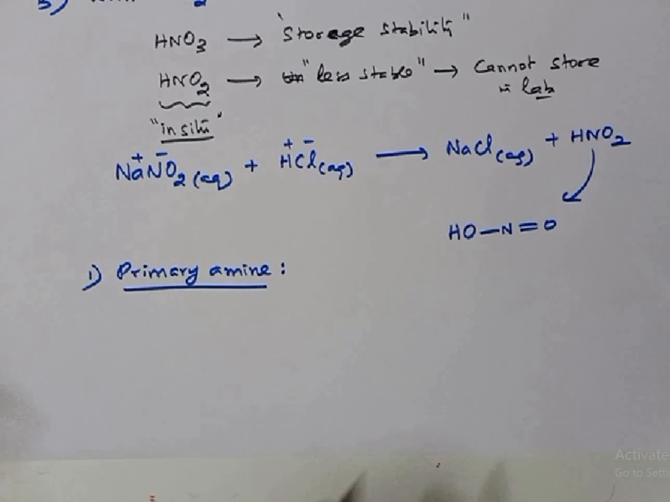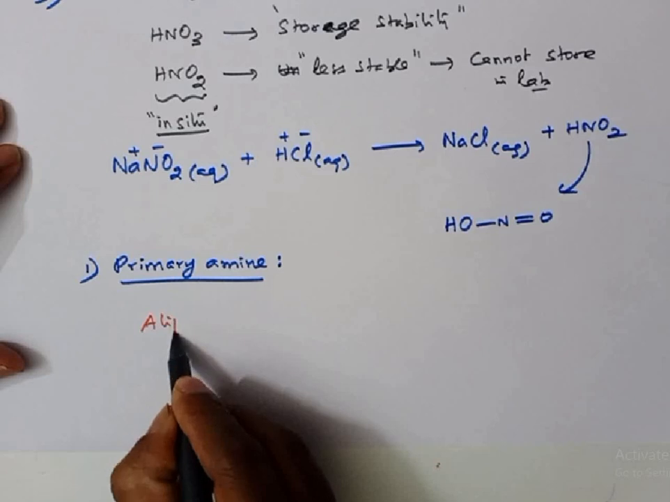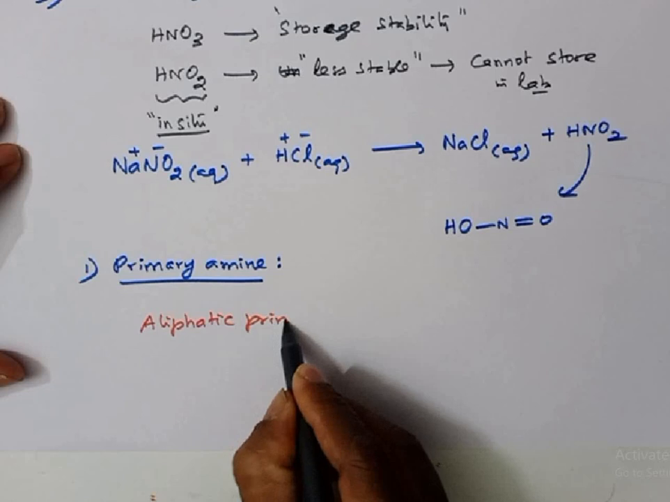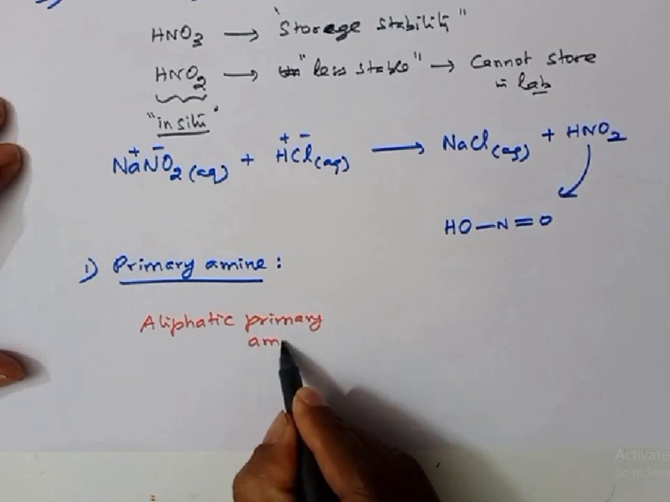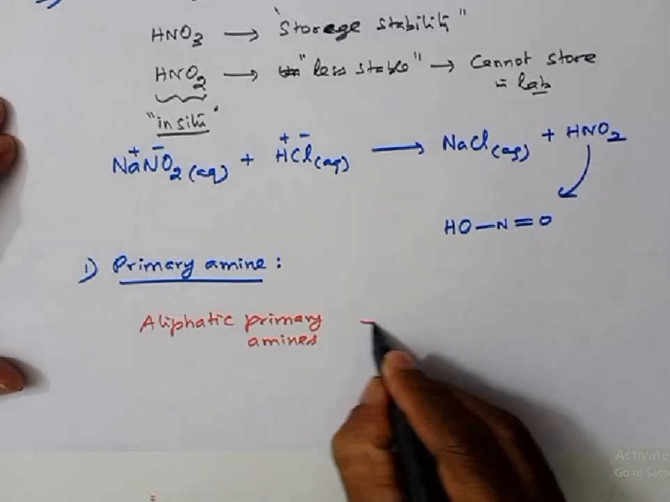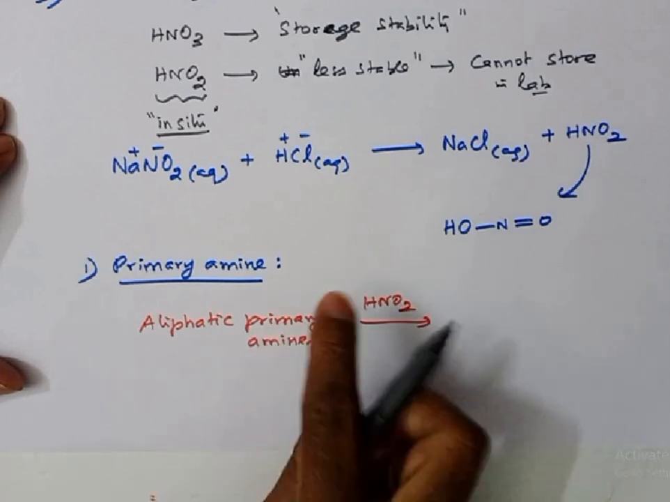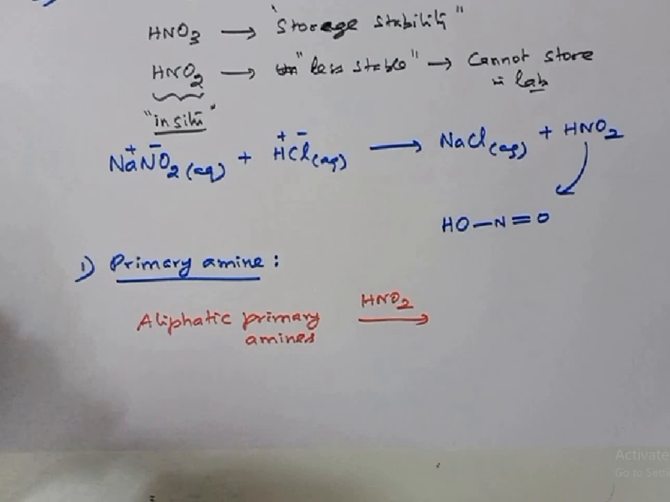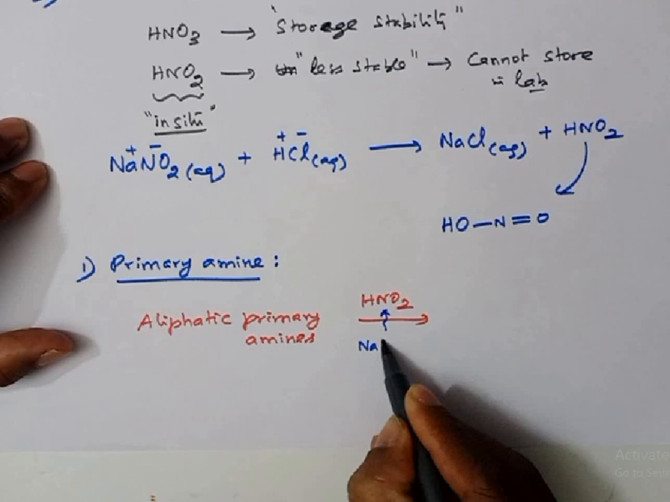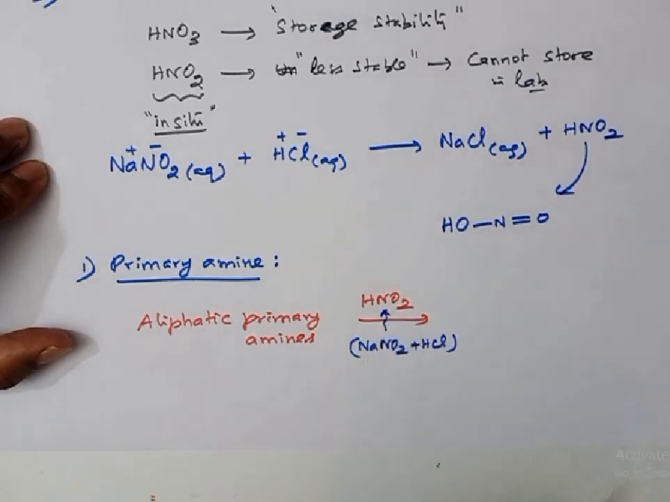It is actually very simple, student. Listen, in primary amine, first I'll take aliphatic primary amines. With aliphatic primary amines, if we add nitrous acid, I'm not adding nitrous acid itself. You have to prepare it within the medium. How to prepare nitrous acid? Very simple. Mix sodium nitrite with HCl. If you mix these two, you will get nitrous acid.